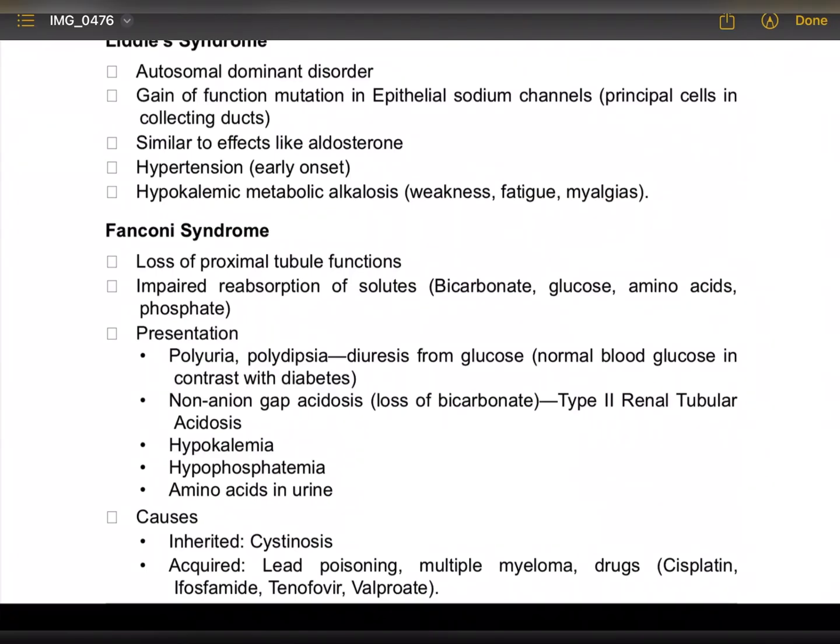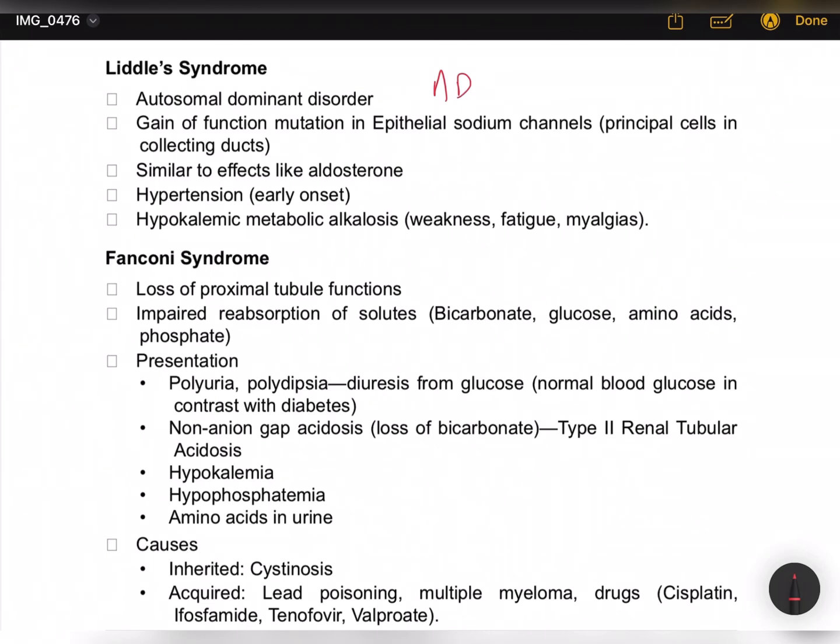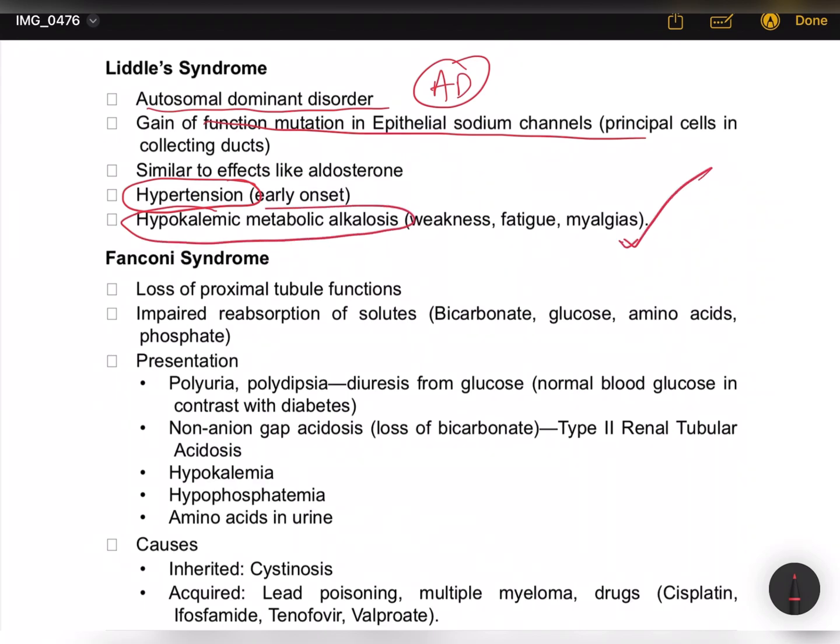See what is given in the text. Liddle syndrome is autosomal dominant. Until now we have discussed both Bartter and Gitelman are autosomal recessive. There is gain of function in ENaC channels, similar to the effects of aldosterone: hypertension, hypokalemic metabolic alkalosis.